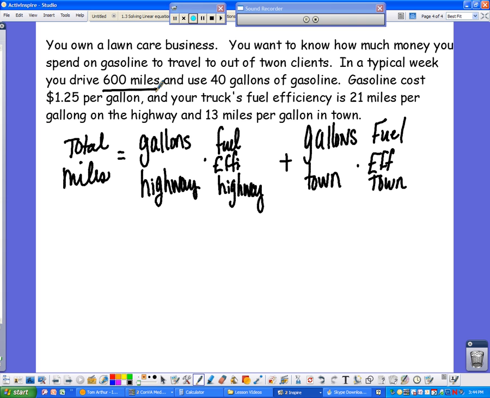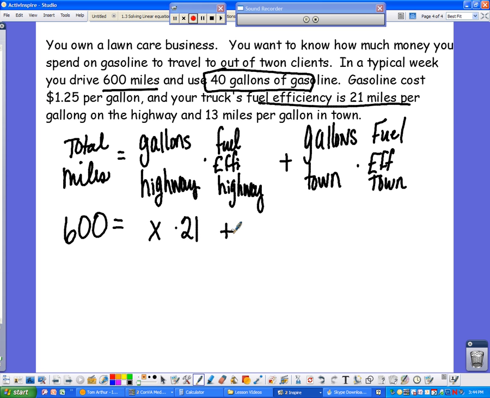If you look at our problem, the total miles that we drove were 660. How many gallons did we burn just in town? Well, we know how many total gallons we burned: a total of 40 gallons of gasoline. Our gallons that we use on the highway, we don't know, so we're going to call that variable X. Our fuel efficiency on the highway is 21 miles per gallon. Plus, how many gallons did we burn in town? If we burn a total of 40 gallons of gas, and we used X of those for our highway customers, then our town customers would be 40 minus X. And our fuel efficiency in town is 13. So now all we have to do is solve this for X.